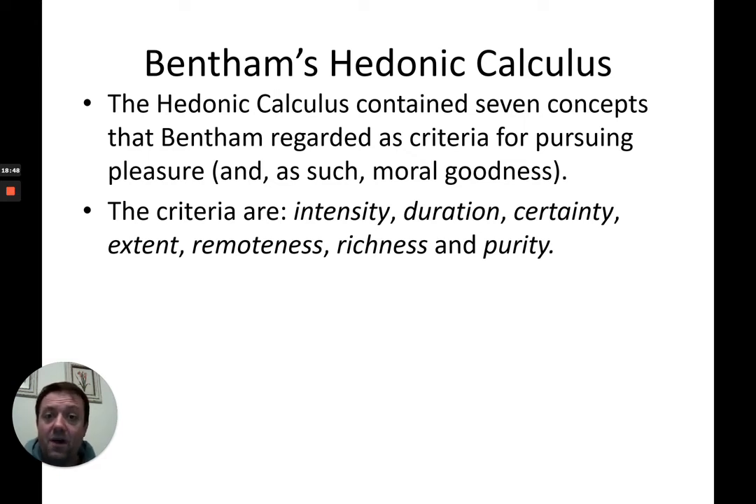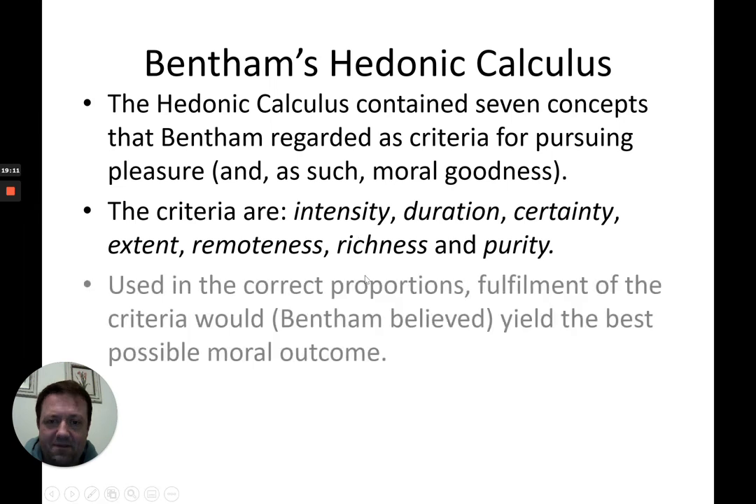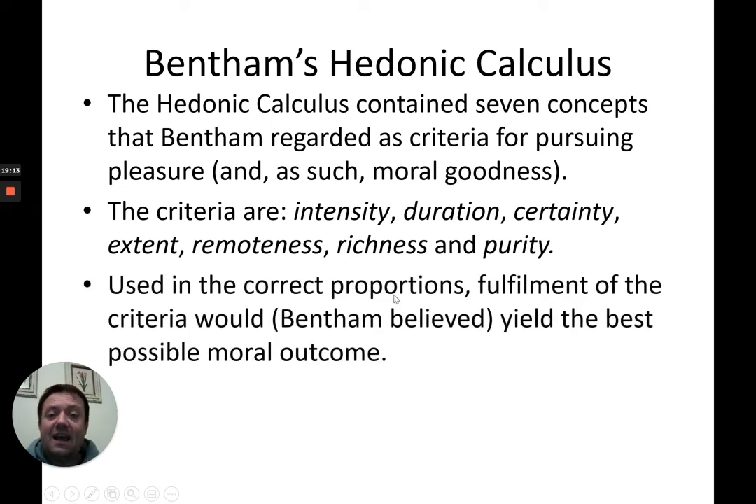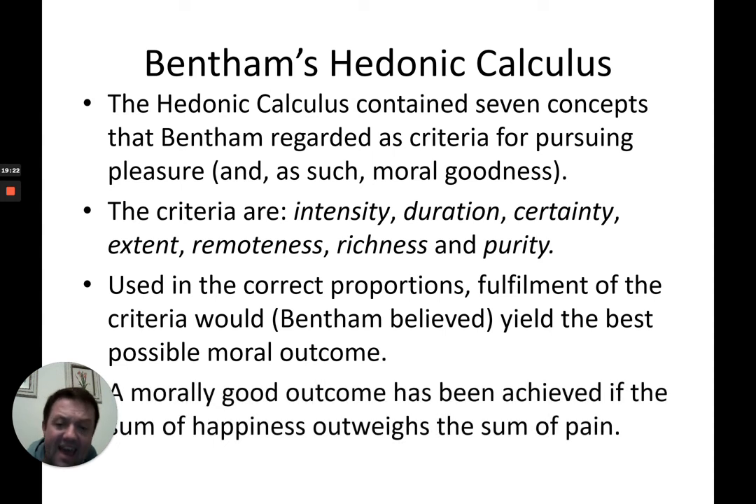So, although Bentham produced this calculus to try to help you determine what was going to create greatest aggregate happiness, you can see it's a rich area for a discussion in a 25-mark question, for example, about how applicable in terms of actual practicality this hedonic calculus really is. All right. But Bentham nevertheless claimed that used in the correct proportions, fulfillment of the criteria would yield the best possible outcome. All right, and in the end, a morally good outcome has been achieved if the happiness outweighs the pain.